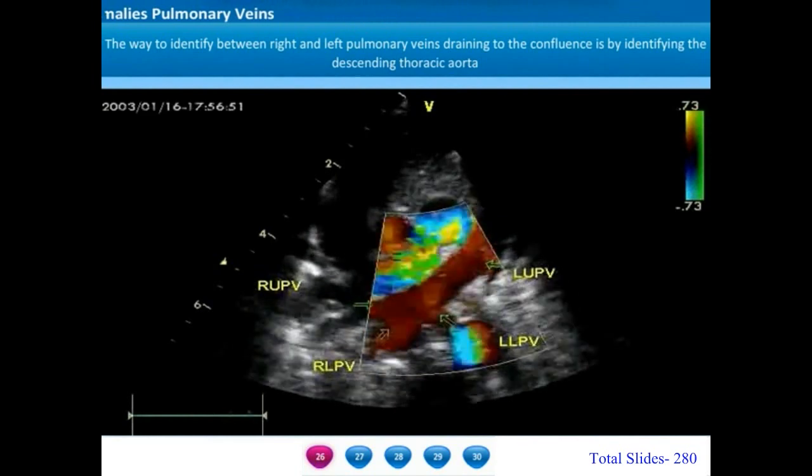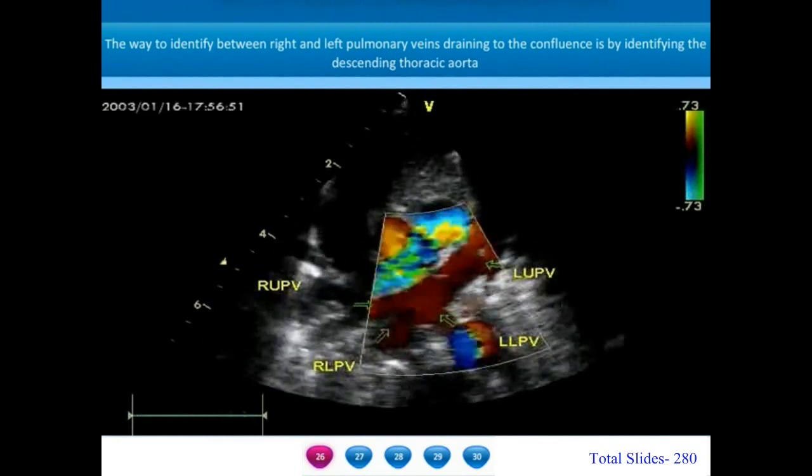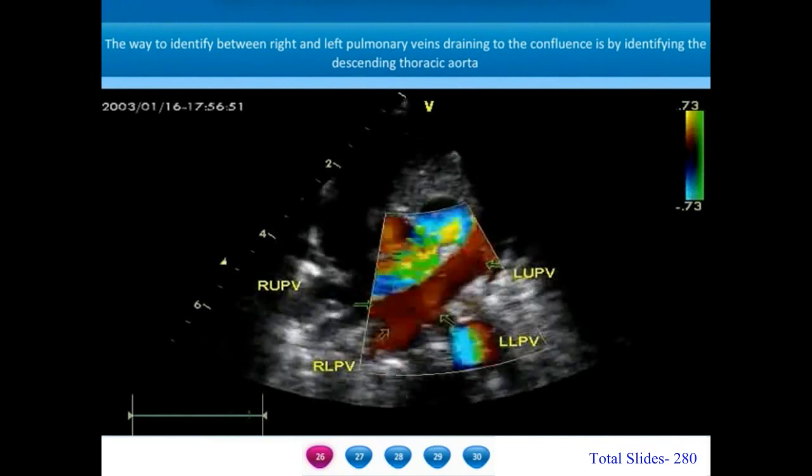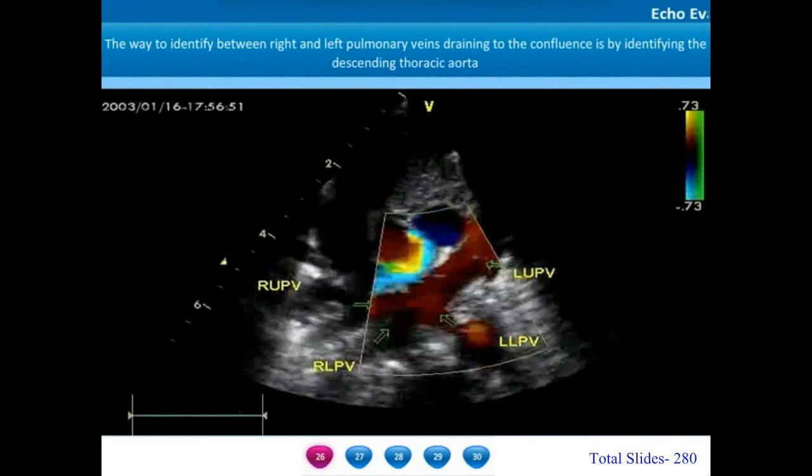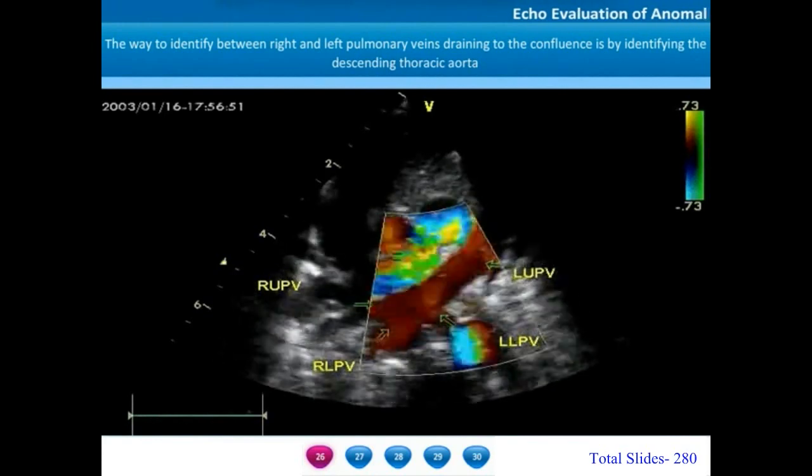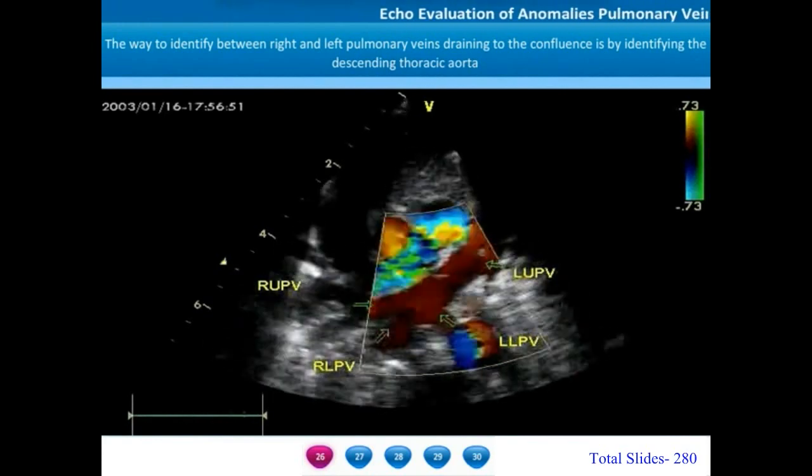This parasternal short axis view shows all the four pulmonary veins entering into the confluence or the common chamber and then ascending up on the right side of the screen as the left vertical vein.